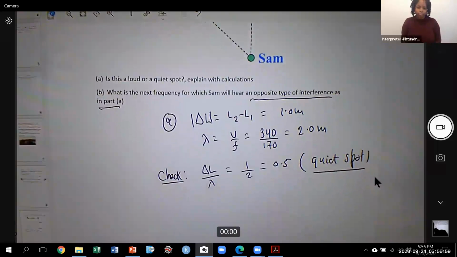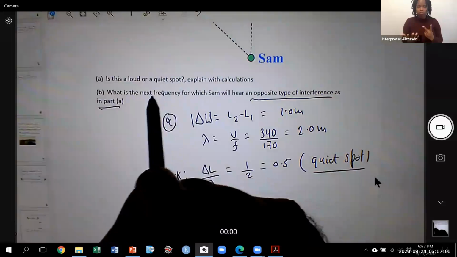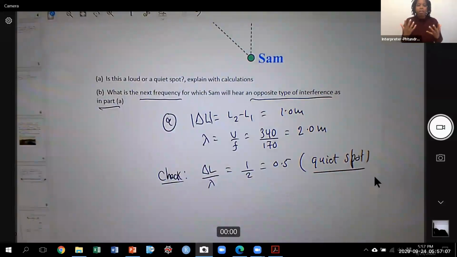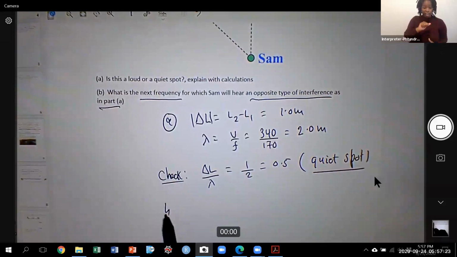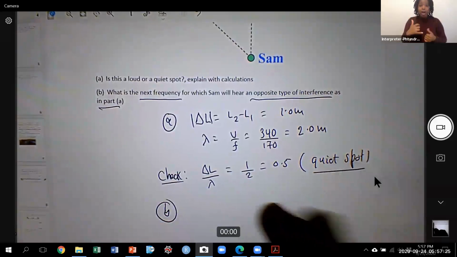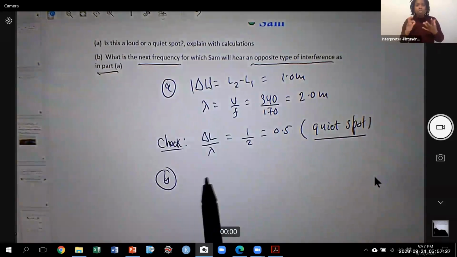So that's part A, that's easy. Now the next part says, what is the next frequency? So now you slowly increase the frequency, right? You can tune the frequency. Now it says, slowly increase the frequency until you hear the opposite type of interference as in part A. In part A you heard a quiet sound, because it was destructive. Now you want to hear a loud sound, and now you want constructive interference.